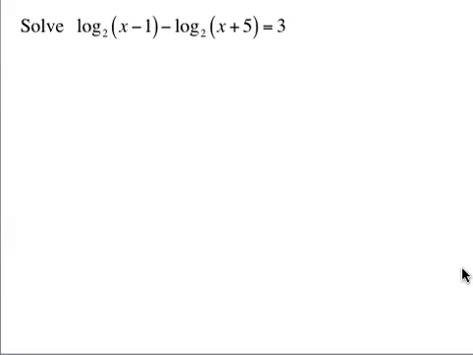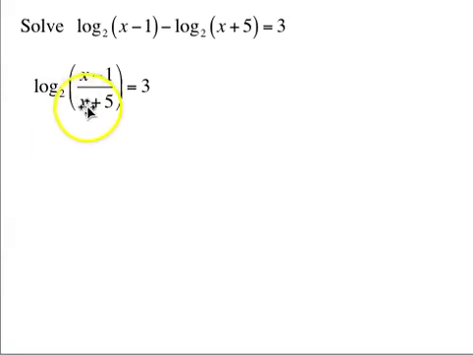Next we have log base 2 of x minus 1 minus log base 2 of x plus 5 equals 3. Again, you cannot take a log of a negative number. Keep that in mind. Log a minus log b is log a over b. So this will be log base 2 of (x minus 1) over (x plus 5) equals 3.